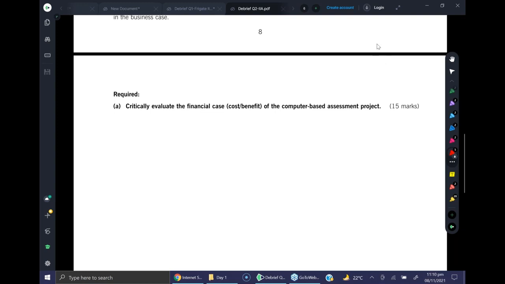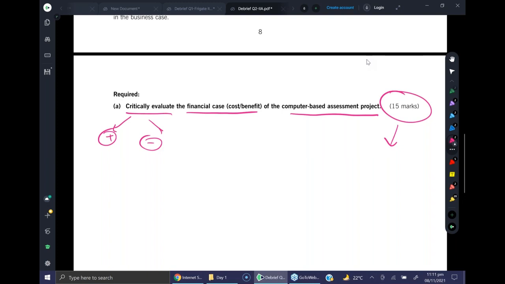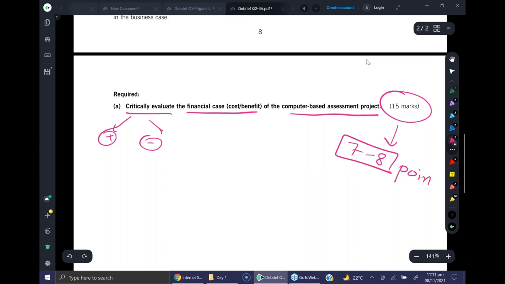Now the question requirement says critically evaluate. The interesting thing is that we are also learning different verbs of SBL. Critically evaluate means look at the positive aspects as well as negative aspects very keenly. So critically evaluate the financial case or business case or cost benefits of a computer-based assessment project. We have 15 marks. Coincidence that the same marks are here for this question. Again, we have to write 7 to 8 points minimum for these technical marks.